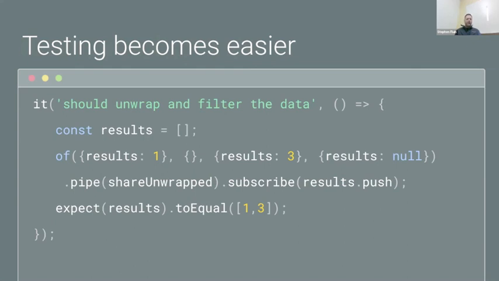And if you remember, our operator both gets out the results object and filters out anytime that the results object doesn't exist. So out of those 4 values that are emitted from the observable, we can test to make sure that we're just going to get out items number 1 and 3. And we can do that entirely isolated from our component, which is a really best practice, and we'll make sure that our tests are less fragile.